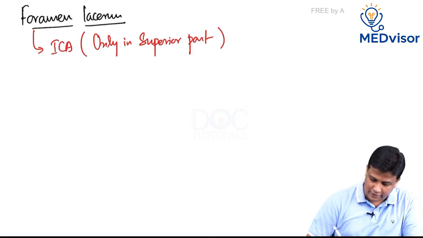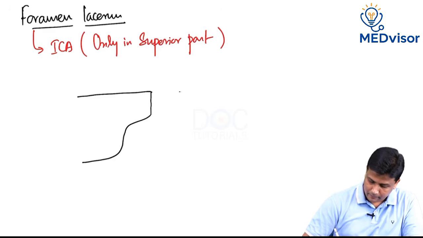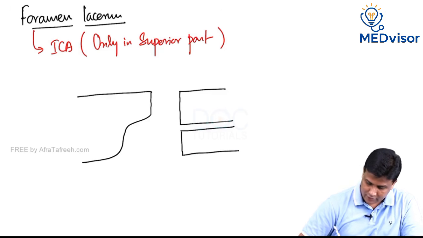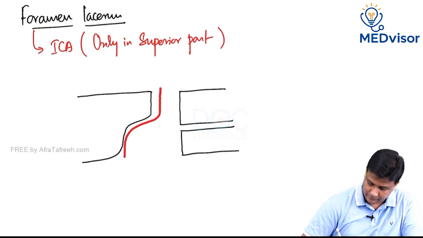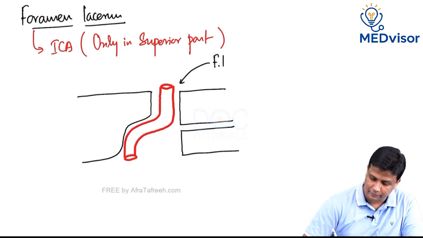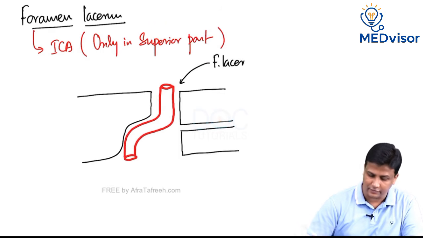So let me give you some more clarity here. Just imagine this one to be a bone here. I'm not going into the detailed part of this bony structure. The internal carotid artery will actually enter from here, that is your carotid canal, and then it is going to take a turn and then pass through the foramen lacerum. So that's your internal carotid artery, and this is the foramen lacerum that we are actually able to see from above.